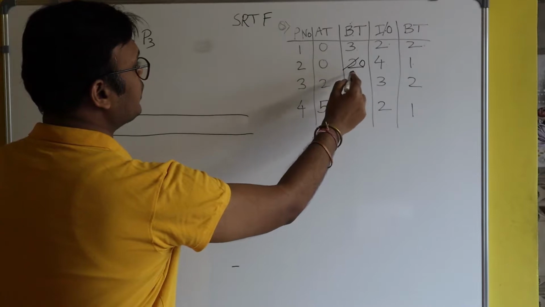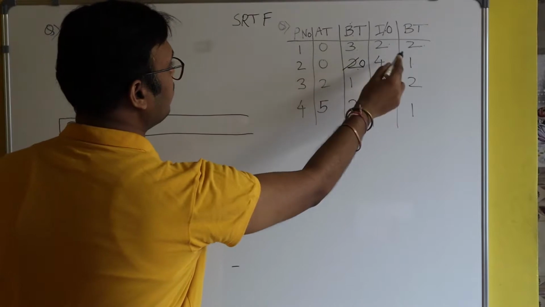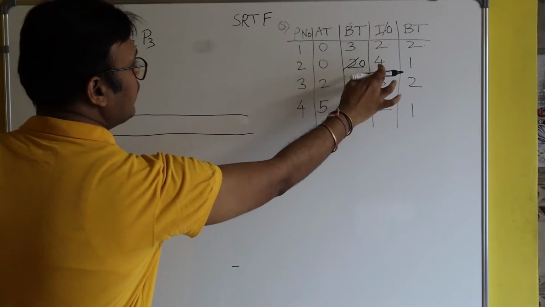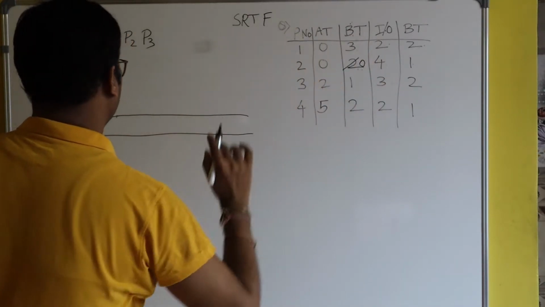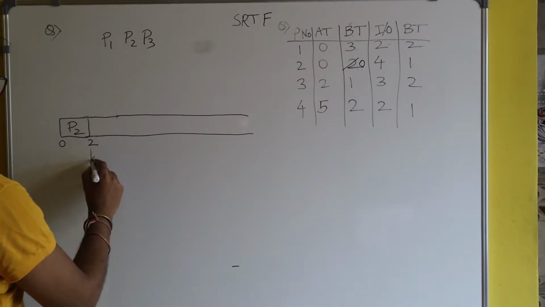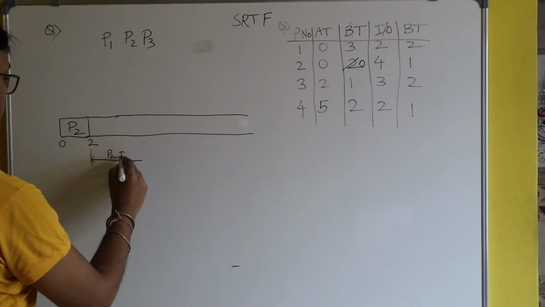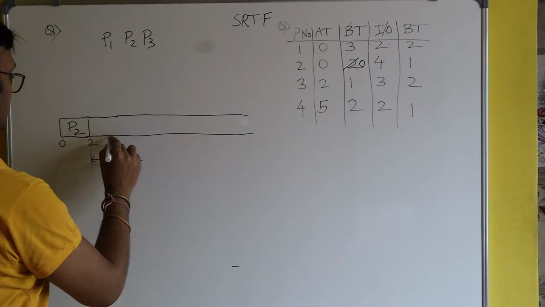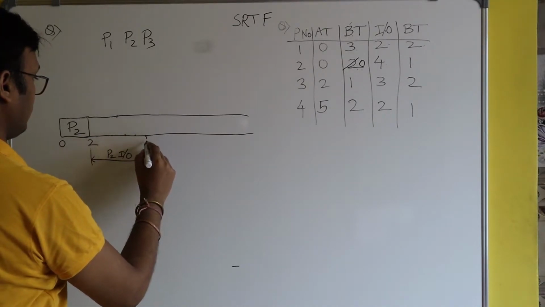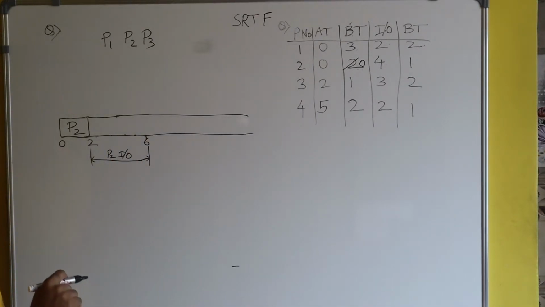after completion of its first burst time, process P2 went for IO. Now process P2 will execute its IO till 4 seconds. Till 4 seconds means what? From 2 seconds, process P2 will be busy with IO for 4 seconds. It means 2, 3, 4, 5, 6. From 2 seconds to 6 seconds, process P2 will be busy with IO up to this point.